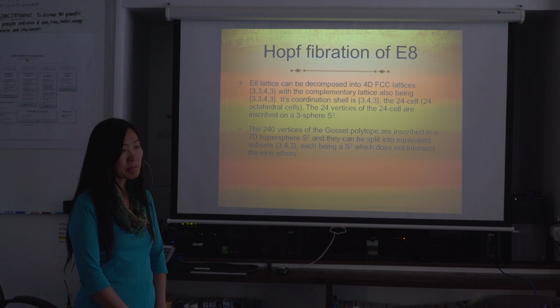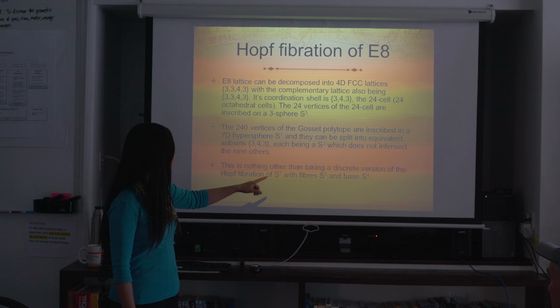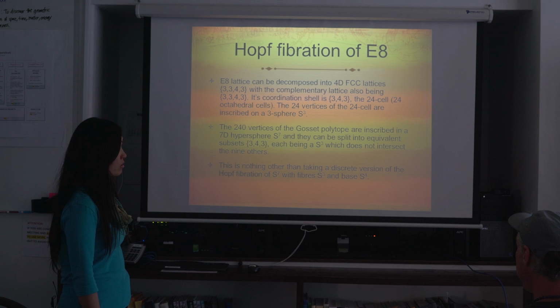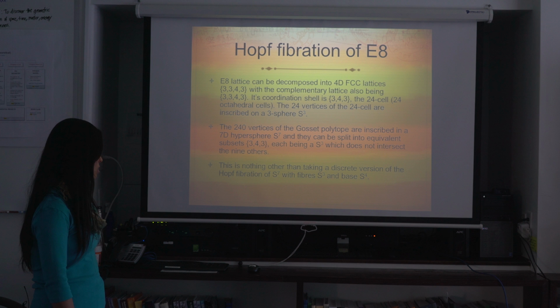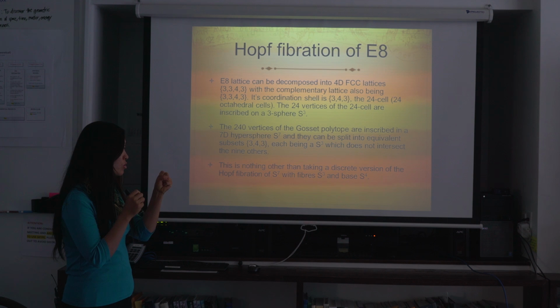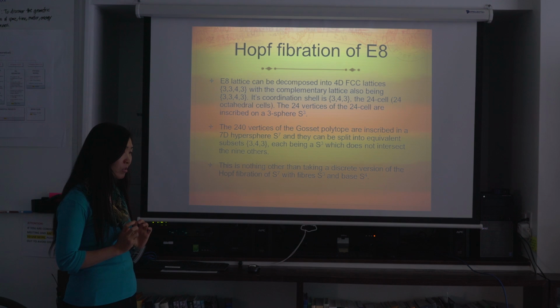Okay, so it could only be 7, 3, or 1. Got it. Okay, so that is nothing other than taking a discrete version of the Hopf fibration of S7 with fibers of S3 and then in the base of S4. So all these little three spheres, if you shrink them into a point, they live on an S4, a four-dimensional sphere.